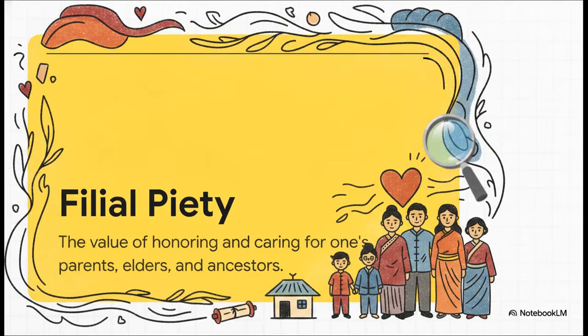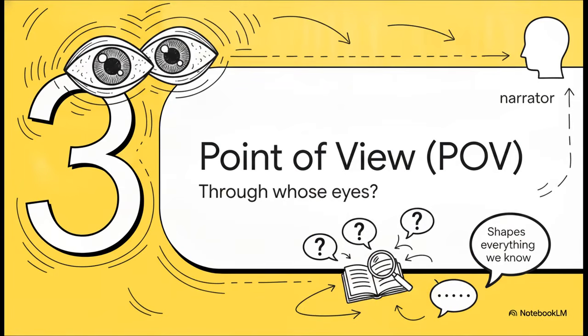Now, in Afro-Asian literature, there's one very specific cultural value that acts as a massive internal conflict generator, and that is filial piety. This is the deeply rooted value of honoring, respecting, and caring for your parents, your elders, and your ancestors. On your exam, when you see a character suddenly forced to weigh their own personal survival or their own desires against their deep-rooted devotion to their family, boom, you are looking at a classic, incredibly powerful internal conflict driven by filial piety. All right, Section 3, identifying point of view or POV.